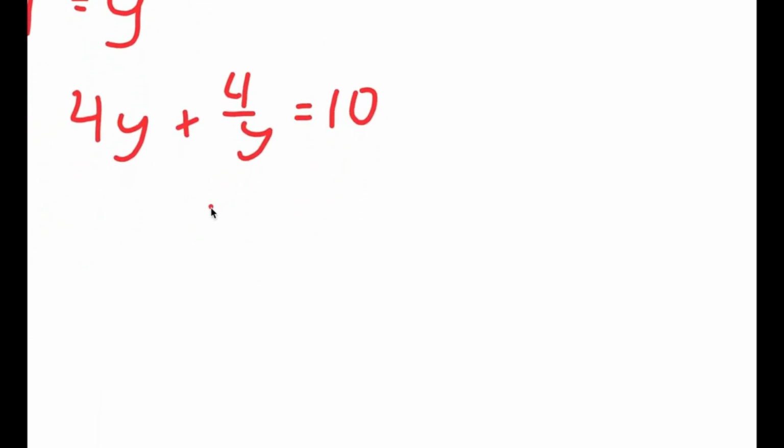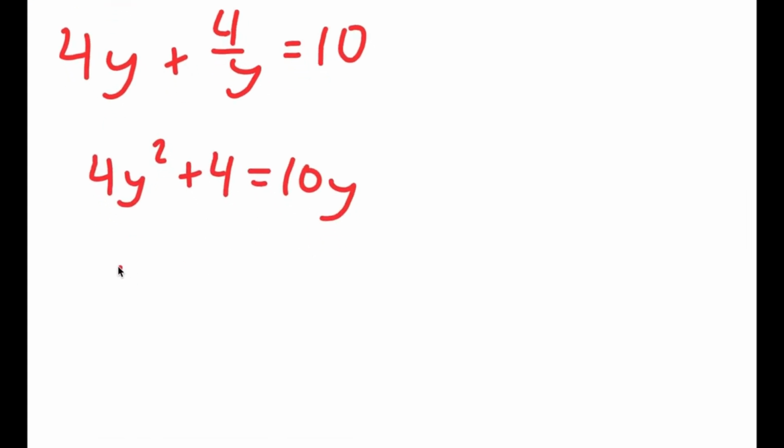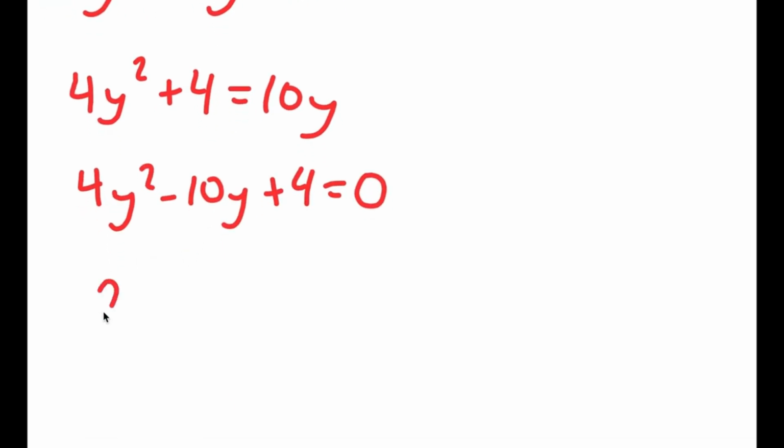And now, to solve this, I'm going to multiply both sides by y. So I get 4y squared plus 4 is equal to 10y, meaning 4y squared minus 10y plus 4 is equal to 0. And this means that 2y squared minus 5y plus 2 is equal to 0. And you have to use the quadratic formula to solve this.